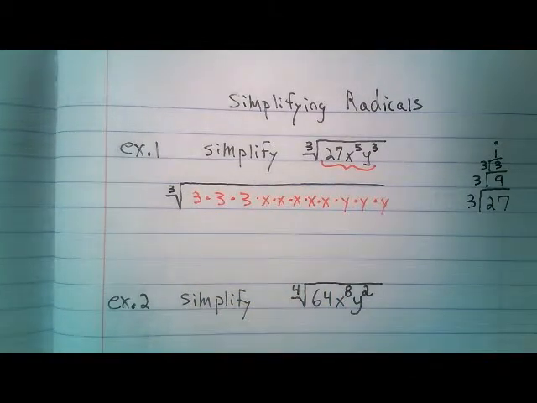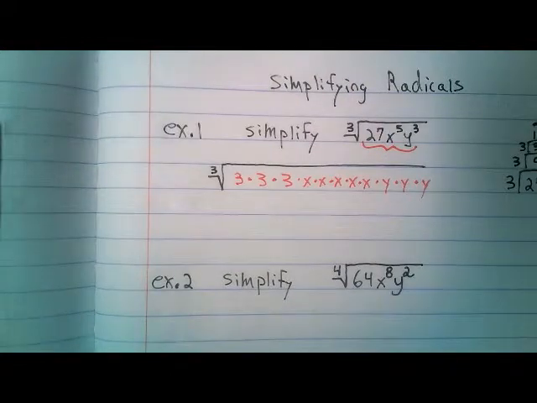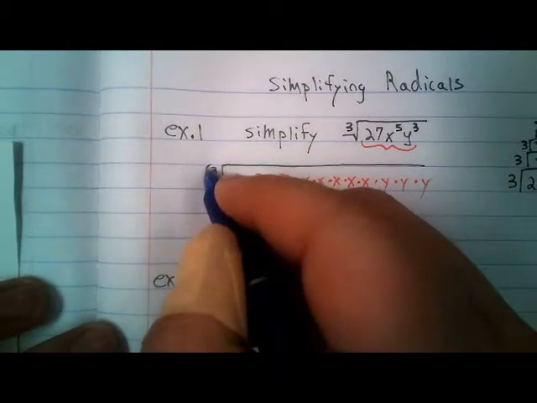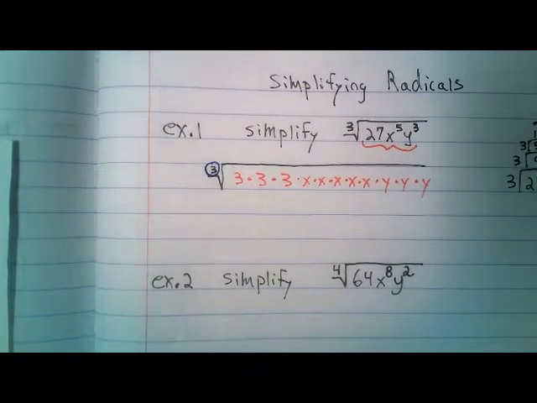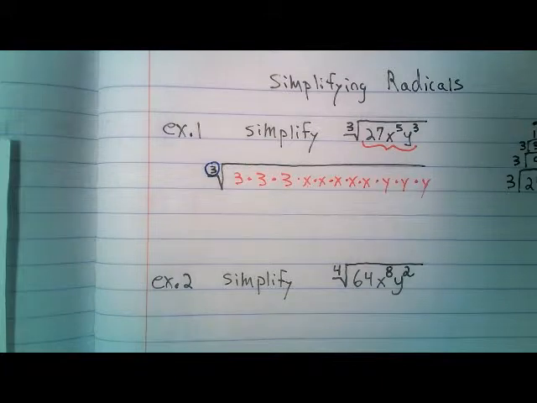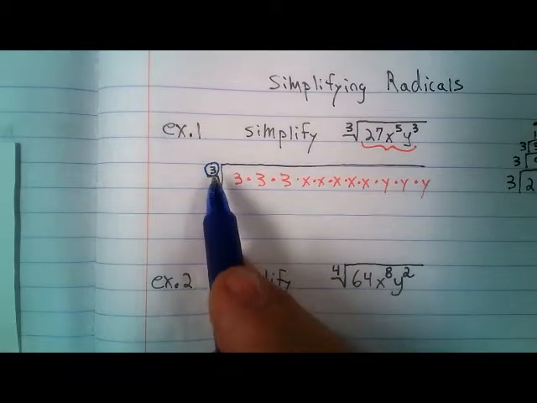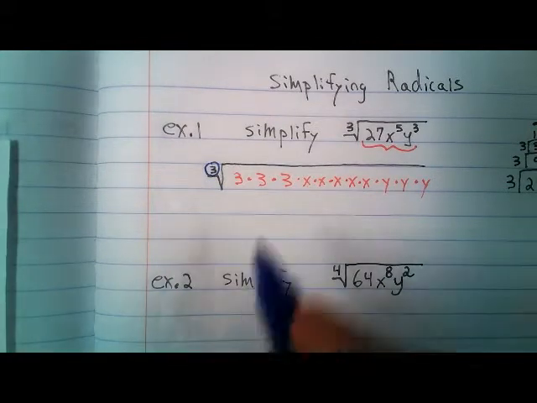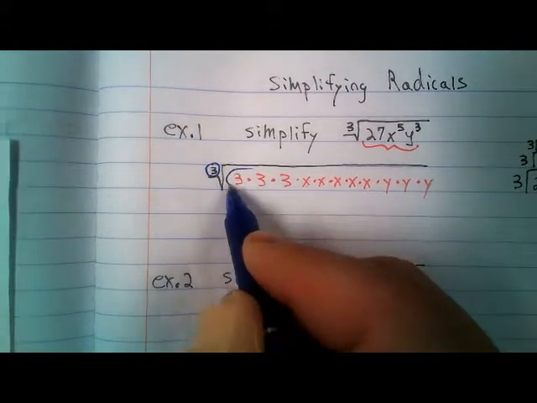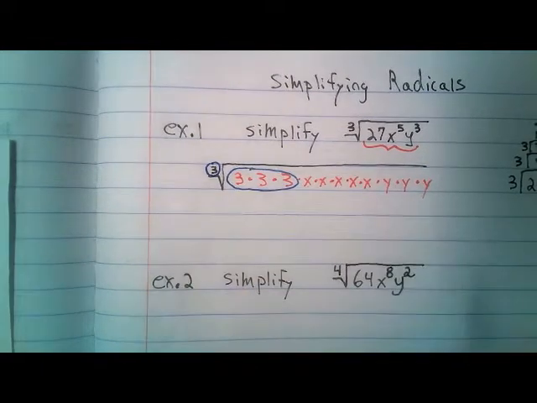Okay. Number 2 in our steps says determine the index of the radical. Well, this one, the index is 3. I'm going to go ahead and circle 3. That's my index. Now, that tells me how many of each group I'm going to pull out of this radical. So I'm going to start pulling out groups of 3. So 3, 3, and 3. There's a group of 3.